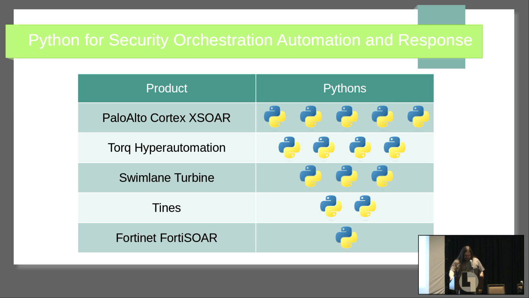The Swimlane Turbine, they allow for Python scripts that can be native actions. For example, a transform is a native action. So basically, data comes in, and you can map it to say, when this data comes in, run this Python script to transform the data, and then pass it off to something else. So it's fairly strong. Tines is another one that I have not used, but it is very highly rated.